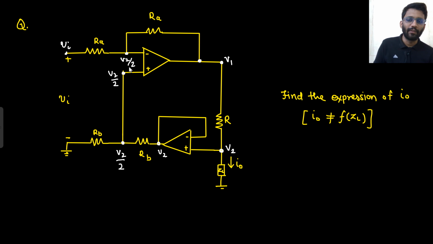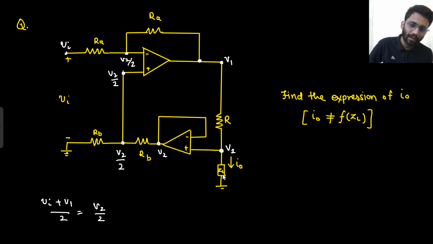So let's find the value of V1 in terms of V2 and V in. Can we do that? Yeah, we can certainly do that. Here I can directly see that V in plus V1 by 2 is equal to V2 by 2. How did I write that? This node is V1. This node is V in. V in into RA plus V1 into RA divided by 2 RA is equal to V2 by 2.